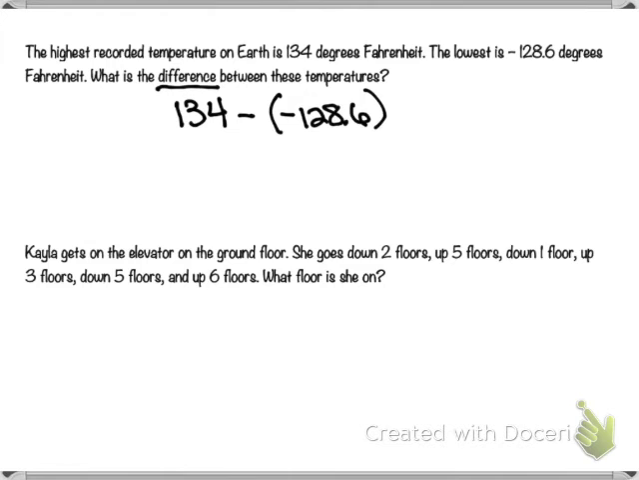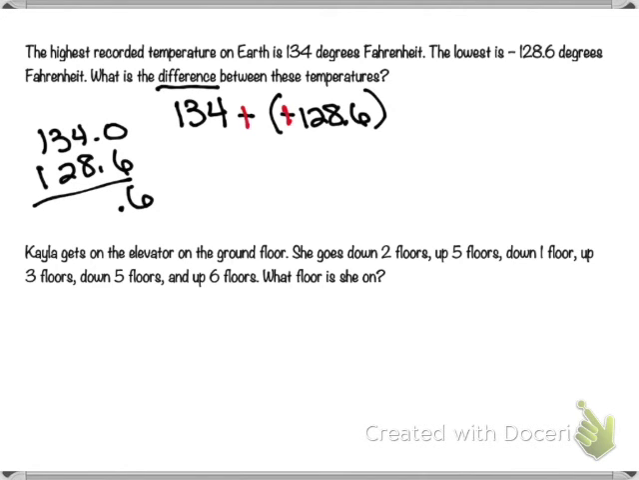So what does that mean that we're going to do? We are going to go keep, change, change. Remember the lady with the scary face? Keep, change, change. So what we're actually doing is we are adding. So 134 plus 128.6. And remember, when we are adding decimals, we have to line up our decimals. So 128.6. So I have my 6.